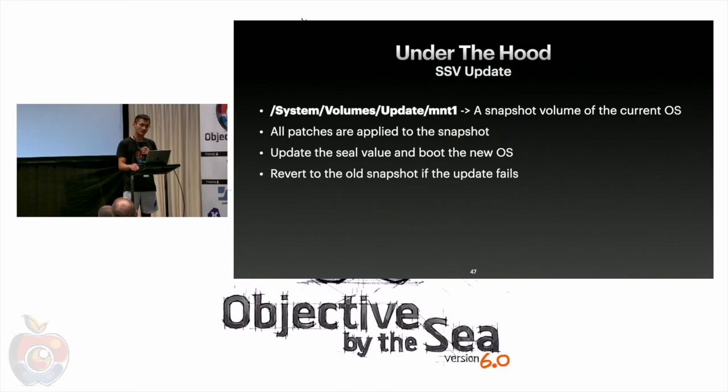macOS system has a hidden update volume that is a snapshot of the current OS. All patches are then applied to that snapshot. If the update process is successful, it will update the seal value and boot the new OS. If the update fails, it will revert to the previous snapshot.